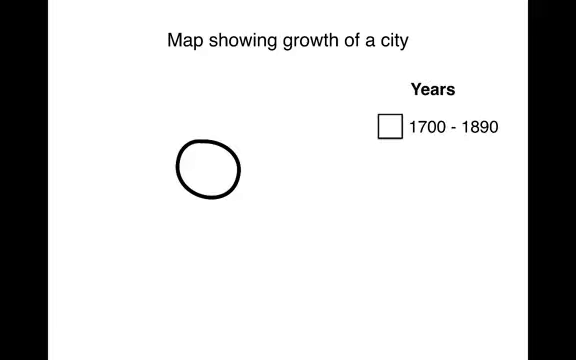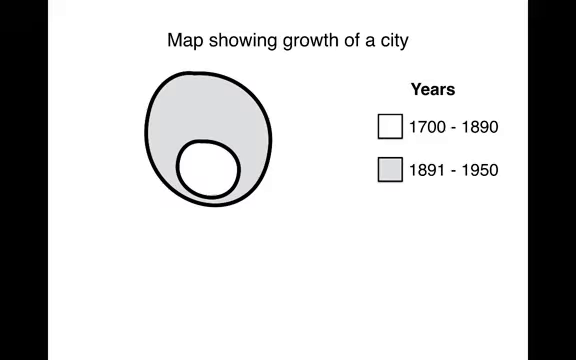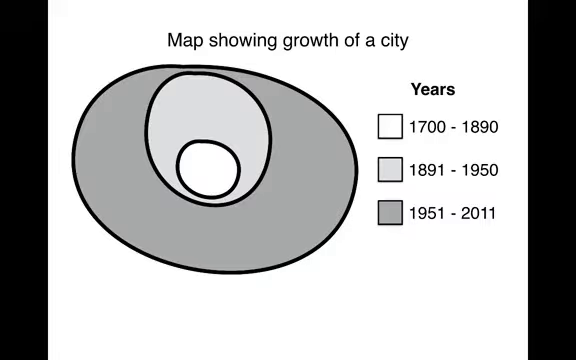Imagine we have a map showing growth of a city, and this circle represents the city in the years 1700 to 1890. So that was the old area of the city. Then the city grew in the years 1891 to 1950, and then it got even bigger in the years 1951 to 2011. So you can see there the city has grown in 3 steps. So it's a process. We've got 3 stages and we can describe them in the normal way.